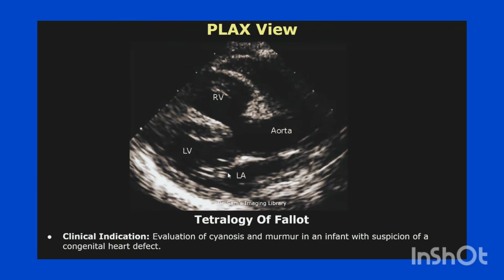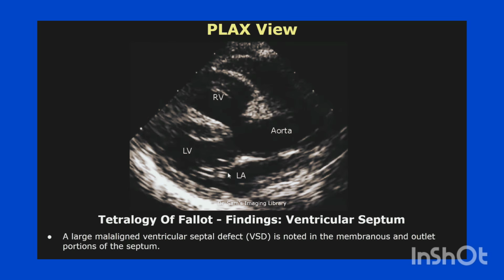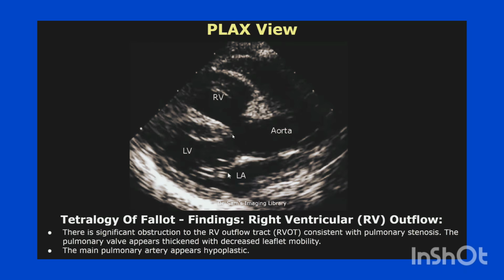This is a report for tetralogy of Fallot. Clinical indications are evaluation of cyanosis and murmur in an infant with suspicion of a congenital heart defect. A large, malaligned ventricular septal defect is noted in the membranous and outlet portions of the septum. These are the findings related to right ventricular outflow. There is significant obstruction to the RV outflow tract, consistent with pulmonary stenosis.